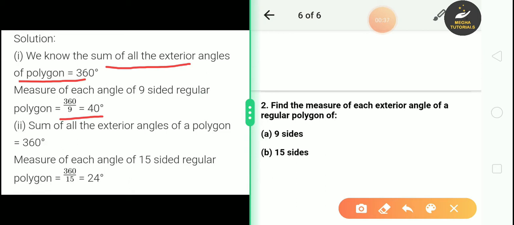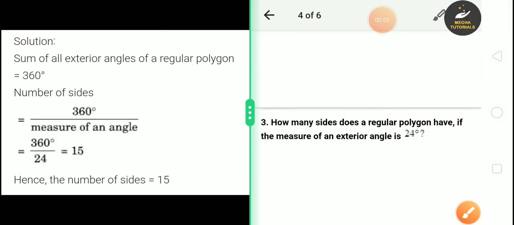Similarly for second case, when regular polygon of 15 sides. Okay. So again, sum of all exterior angles of the polygon is 360 degree and we have 15 sides. Therefore each exterior angle will be 360 upon 15 and it is coming 24 degree. Question 3. How many sides does a regular polygon have if the measure of an exterior angle is 24 degree?